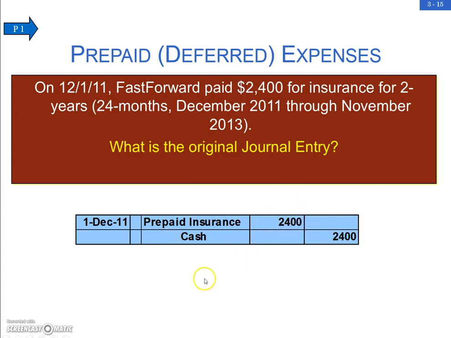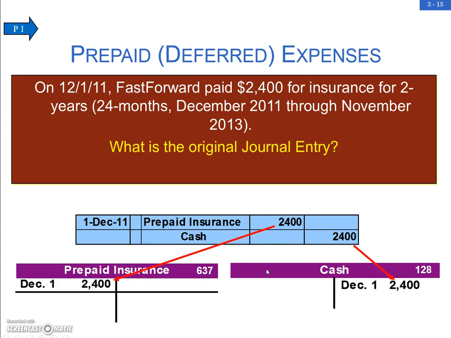So once we post this journal entry to the actual accounts, this is what it would look like. We would be debiting our prepaid insurance account for $2,400. And of course, we'd be crediting the cash account for $2,400. But let's stay focused on this prepaid insurance, this new asset, this thing that our company owns, okay?